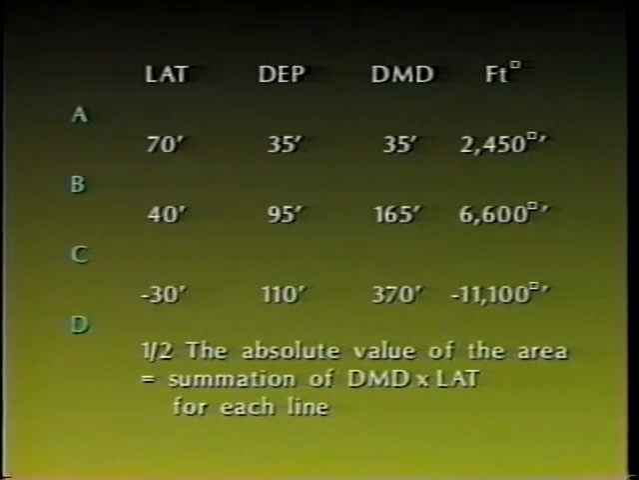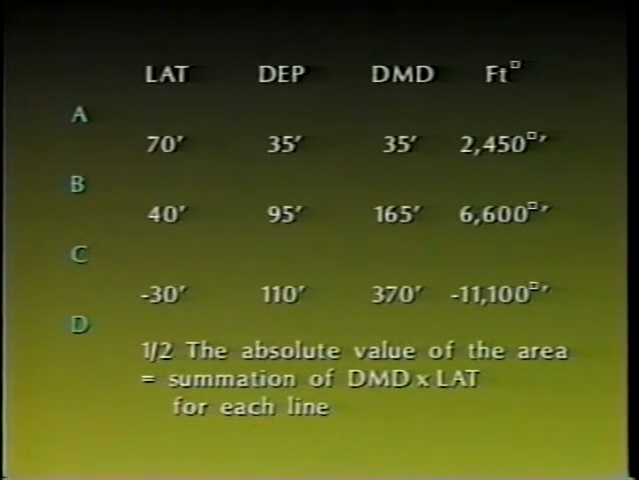The third column, labeled departure. Under this heading, list in column the departure for the corresponding line. Opposite line AB, list plus 35 for the departure. Plus because it is heading easterly. For line EF, minus because it is heading westerly. The fourth column, list DMD.